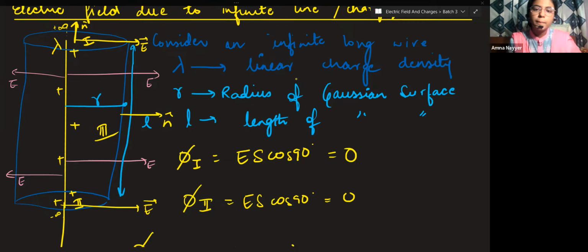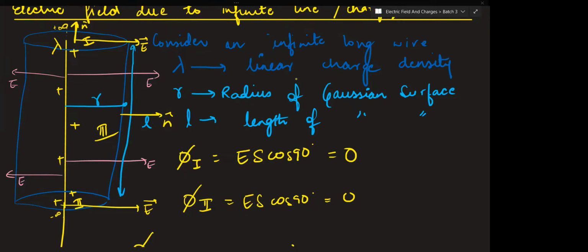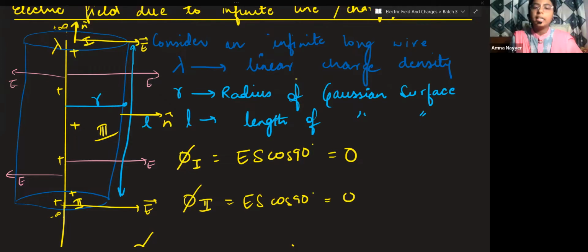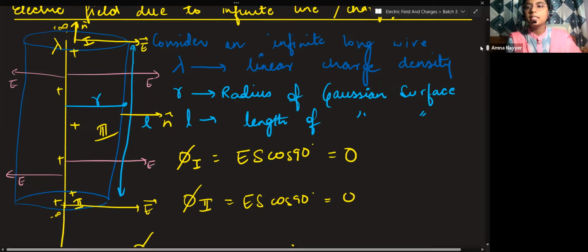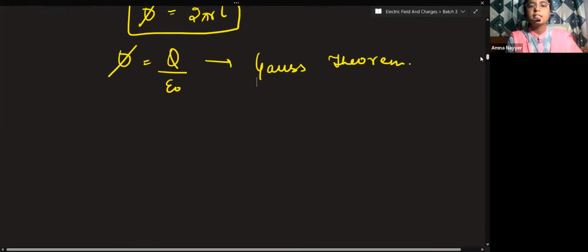Found? Charge and length. Charge divided by length. Okay. So linear charge density, this is charge divided by length. So lambda is charge divided by length. So Q will be what? Q will be equal to lambda multiplied by length.